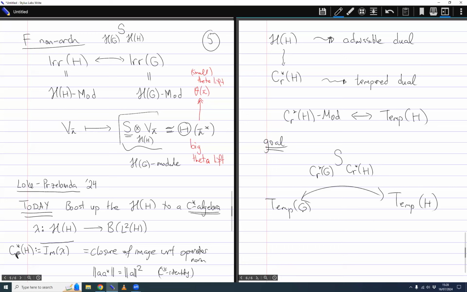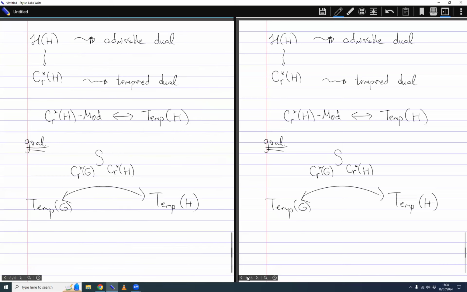But this is asking too much. How do we know that temperedness is preserved under theta correspondence, local theta correspondence? And in general, it's not preserved. So this is something very special. But it turns out that it does happen.